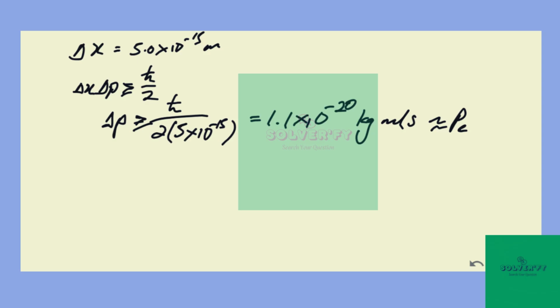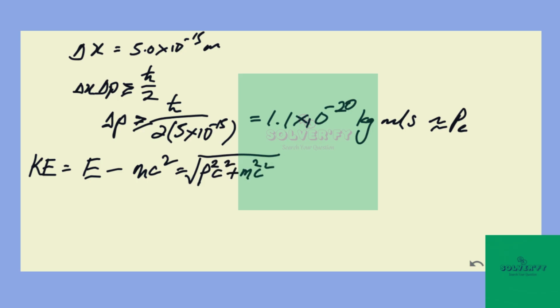Now we can find the kinetic energy of the electron that is confined with this amount of momentum. The kinetic energy is just the total energy minus the rest energy. In this case, for the total energy, we have to use the relativistic equation, that is the square root of p squared c squared plus m squared c to the fourth, minus the rest energy.